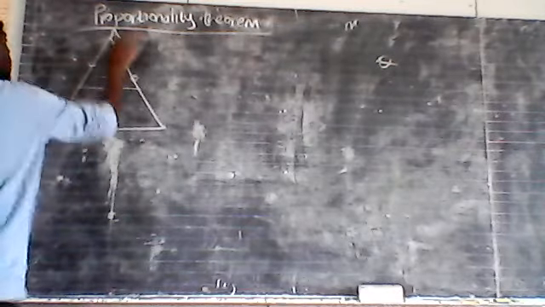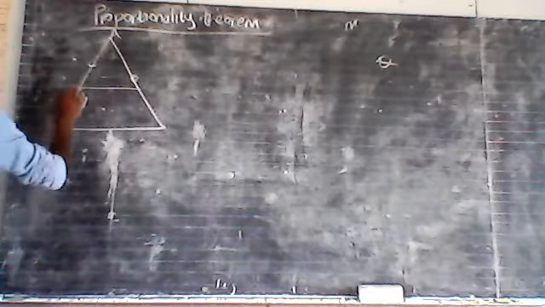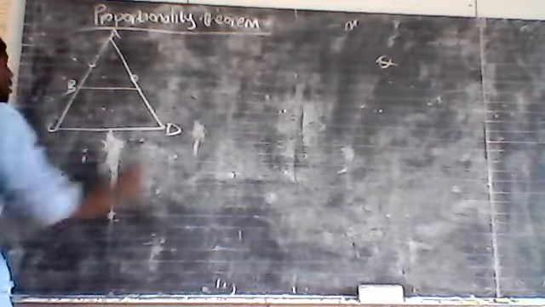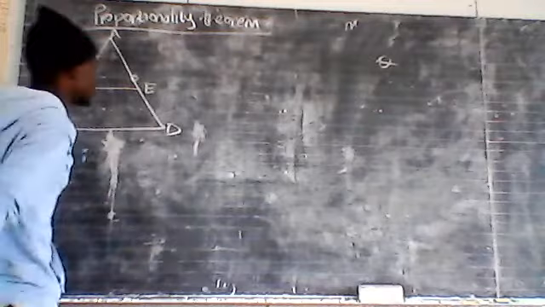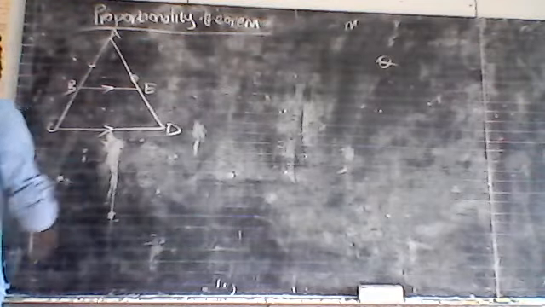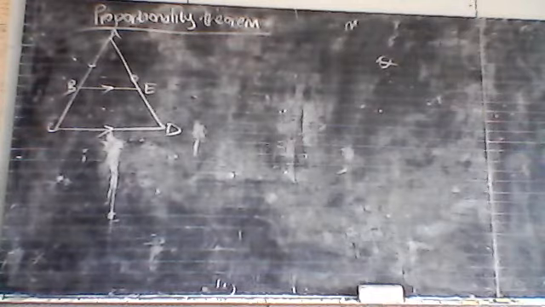So if I'm having triangle A, B, C, D, and maybe let's say E there, and we are having BE being parallel to CD. Let's first talk about what you will need to know about parallel lines, guys, in Grade 12.